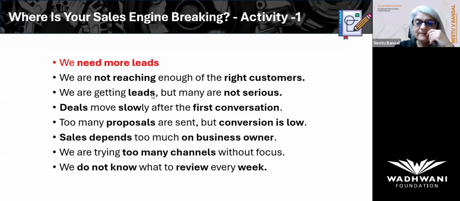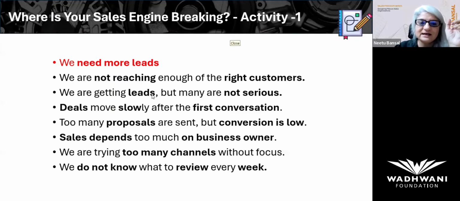Okay. So, anybody else? What are the other places where you feel your sales engine is breaking? Is there anything on this slide that is not clear to you? How many of you are sending a lot of proposals, but the conversion ratio, how many of those proposals get accepted and become business? So Darshan is saying deals move slowly, depending on the business owner. Yes, a lot of us have this challenge, right?